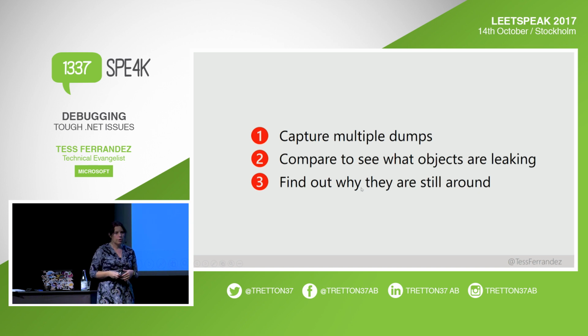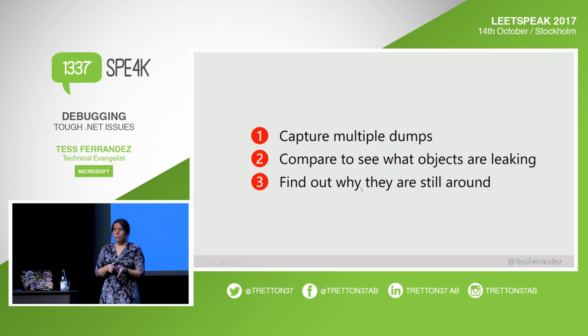So again, our simple three-step process. Capture multiple dumps, and this time it's a really good thing to capture a lot of dumps, or at least two, because then you can compare what the state was first and what kind of objects increased. So when we look at dump heap, what kind of objects do we have more of?